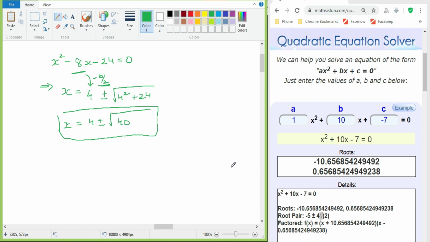Next we are going to write plus or minus, and we are going to solve the value under the root. If it is 4, we are going to write it as 4 square. 4 square is done. Plus, if the c value is negative, we are going to take it as positive. The value is minus 24, so I am going to add it as plus 24. So 16 plus 24 gives 40. So the answer will be 4 plus or minus root of 40.